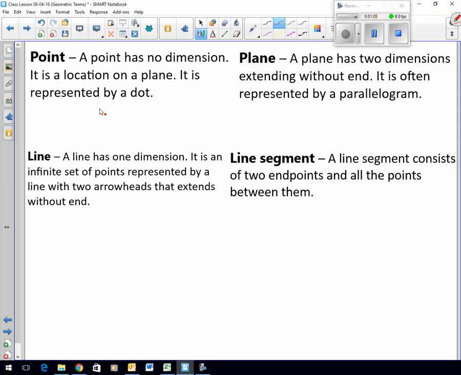A plane has two dimensions, and then it extends without end. Okay, and this is where our thinking kind of takes over as far as geometry is concerned. A plane, it says, is often represented by a parallelogram. So oftentimes when we talk about planes, you'll see them like this. Because a plane goes beyond. It goes forever and ever.